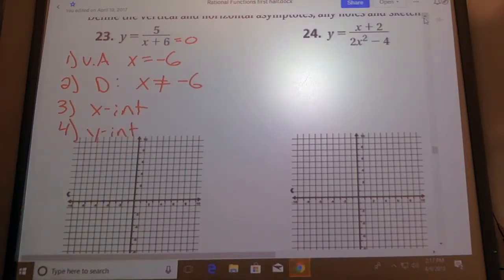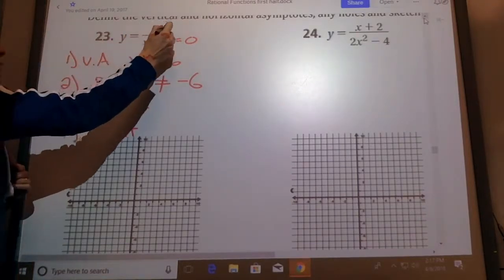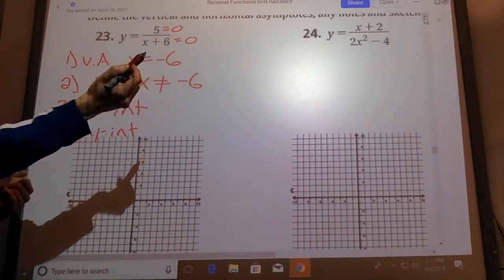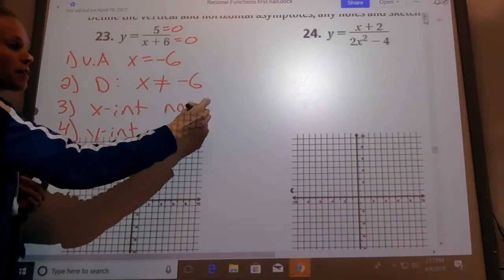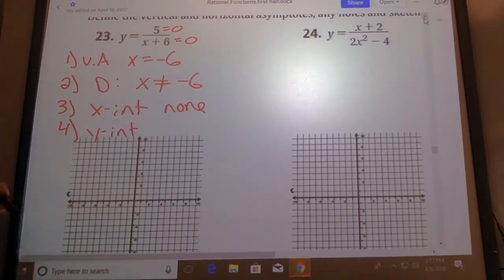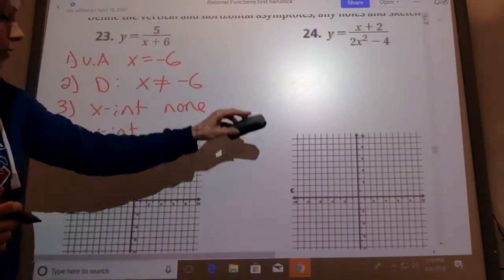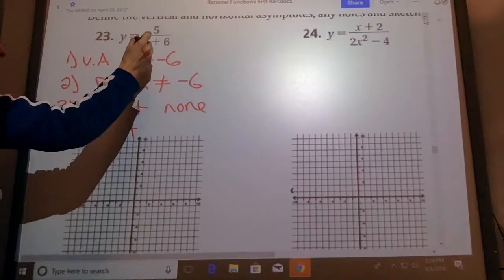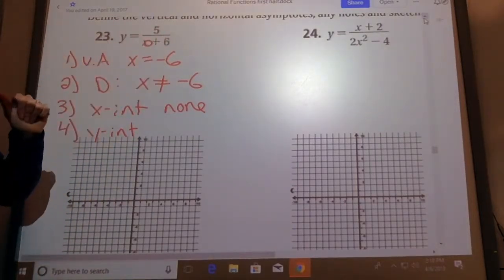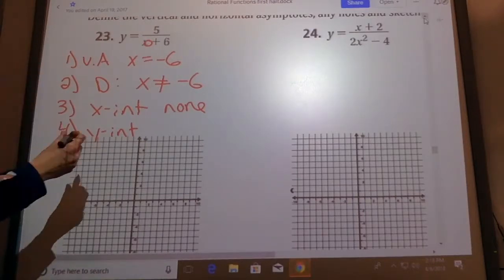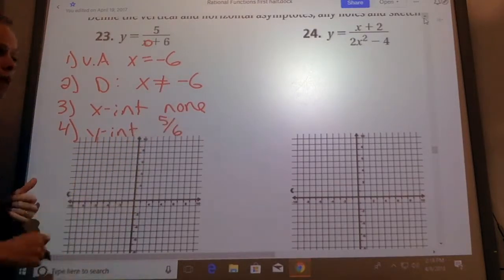X-intercept is what? How do I find x-intercept? You set the top equal to 0. Can I make 5 equal 0? Is that possible? No, there's no x to work with. So this is none. If you can't set the top equal to 0 with an x value, it's none. Y-intercept means I put 0 in for x and solve. So I put a 0 in for x here. What's 5 divided by 0 plus 6? 5/6. So my y-intercept would be 5/6.